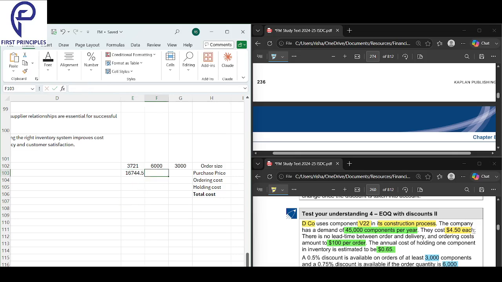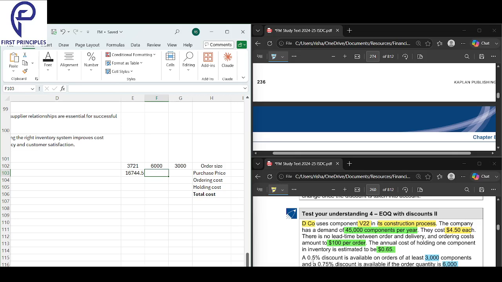Next, 6,000 into 4.50, and you will get a discount also, 0.5%. So first let's reduce the purchase price. Do 4.5, first do 1 minus 0.5. 1 minus 0.5, how much are we getting? Not plus, you have added it. Just do 1 minus 0.5. Yeah, 0.5. 0.5 into 4.50. How much did you get? 2.25.